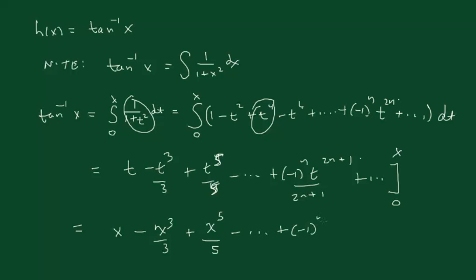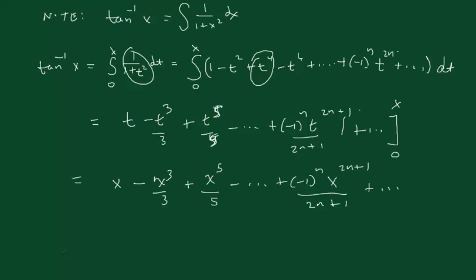Plus negative 1 to the n, x to the 2n plus 1 over 2n plus 1, plus ... We have to now plug in the 0, but you see again that that has no influence on the series. So this is what it's going to look like. Let's write the summation notation for the inverse tangent. I'll leave that to you. It's also in the textbook.